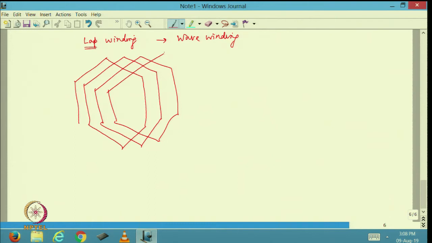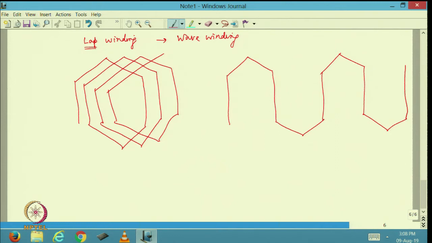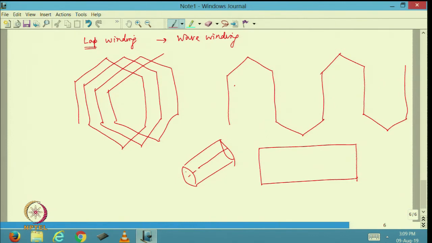It is overlapping repeatedly, whereas in wave winding this goes progressively. So, it will not fold back, it will rather go progressively like this. So, this is essentially wave winding. After going through the whole thing, it will come back and fold back. You can imagine that if this is a cylinder, I can always cut it here and spread it out. When I spread it out, it will look somewhat like a rectangle. You get my point? If it is a cylinder and if I cut it and spread it, it will look like a rectangle.